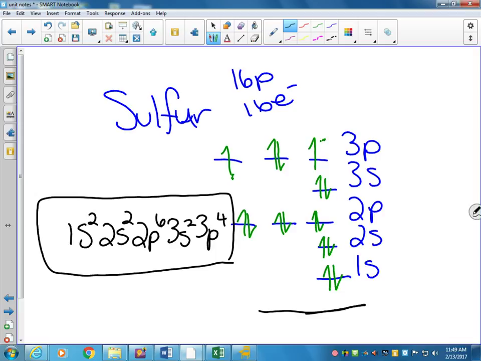So let's try doing bromine and just the electron configuration. Okay? So I'll give you a minute here to do bromine and the electron configuration. Bromine.